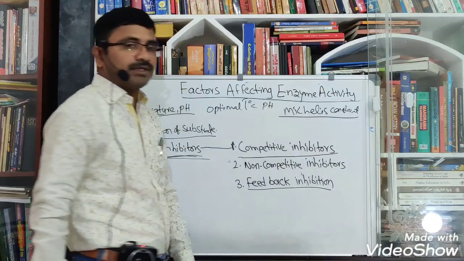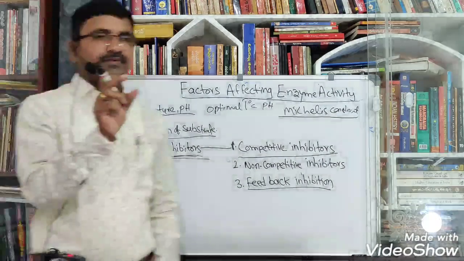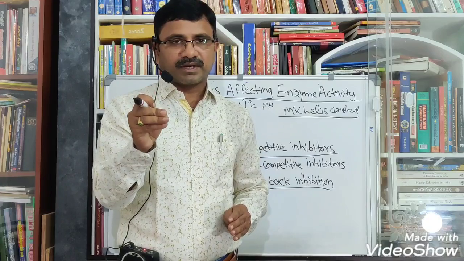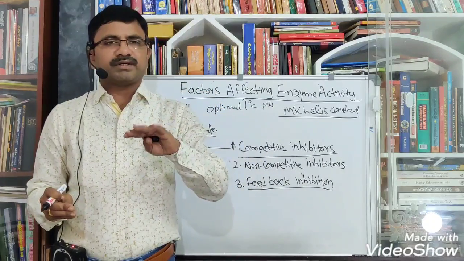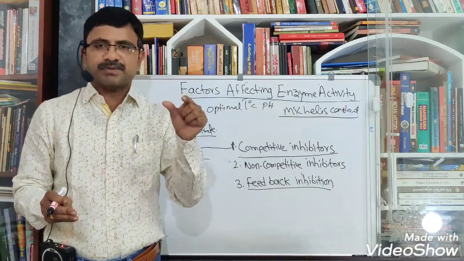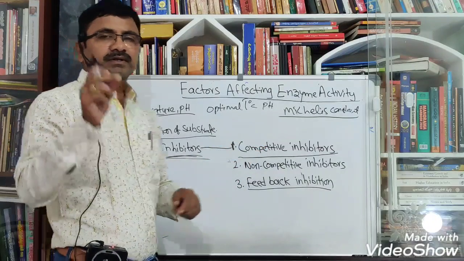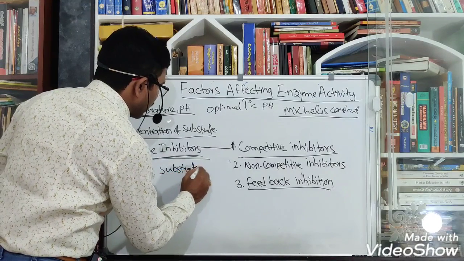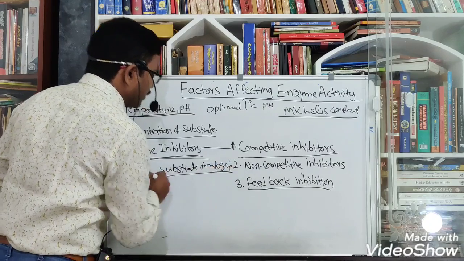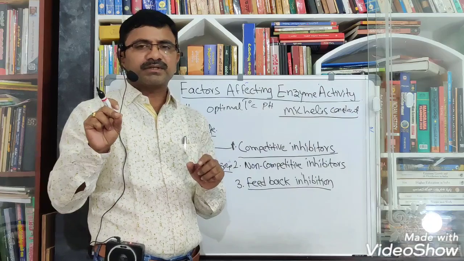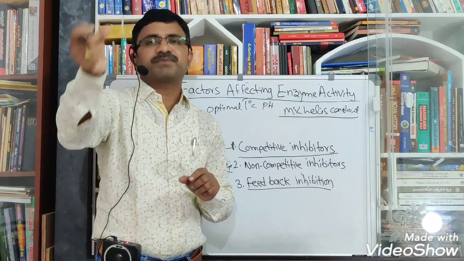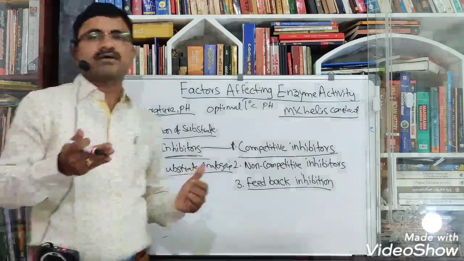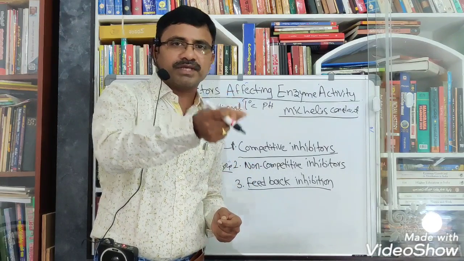First one, competitive inhibitors. I already told you the site of enzyme where substrate binds is known as active site. According to lock and key theory, the active site shows a specific shape. Here, competitive inhibitors, the inhibitor shows substrate analogous. Substrate analogous means the chemical inhibitor is structurally similar to substrate. So these inhibitors compete with the real substrate to bind the active site of enzyme.